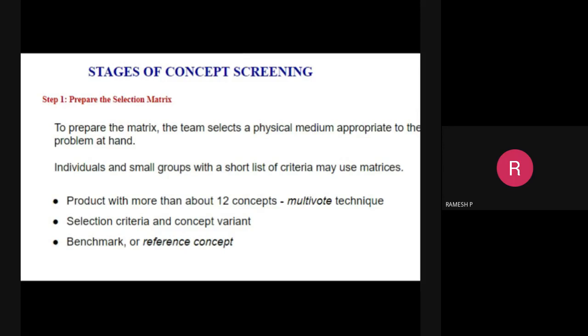Okay, so the first stage involves preparing the selection matrix. To prepare the matrix, the team selects an appropriate physical medium, and also the selection criteria behind it. The concepts are entered along the top of the matrix, in the various columns. They should be entered denoting a symbol, or graphical or textual labels.